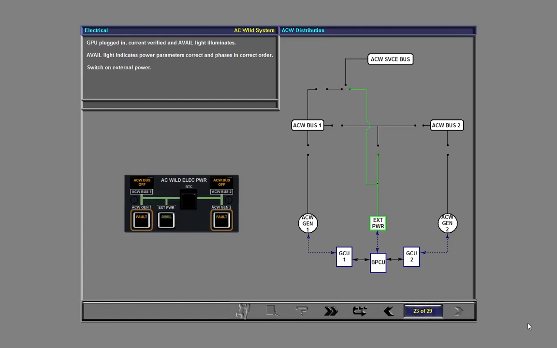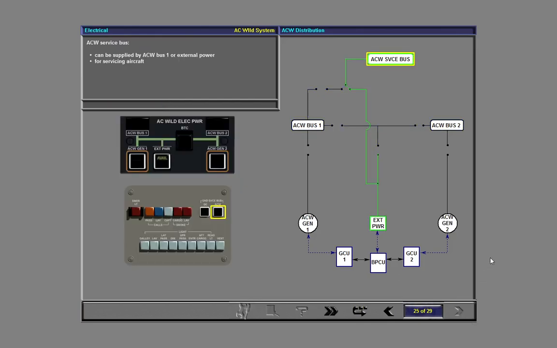Now switch on external power. Illumination of the on light indicates that external power is online. The ACW service bus can be supplied either by ACW bus 1 or external power. The ACW service bus allows servicing of the aircraft.